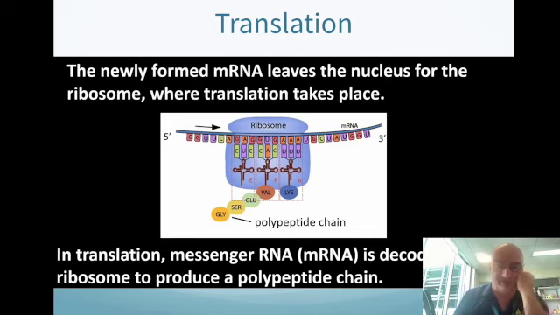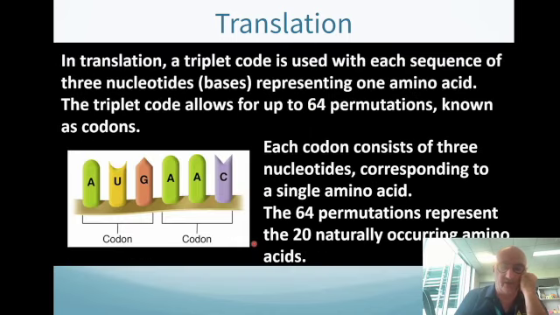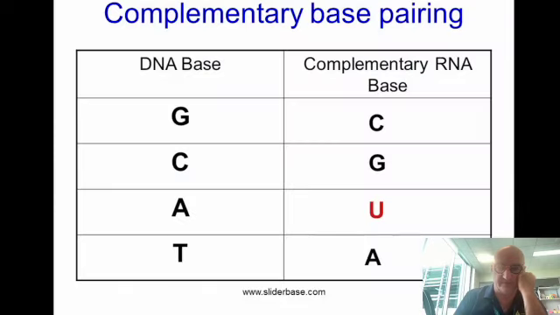The newly formed mRNA leaves the nucleus for the ribosome where translation takes place, decoded by a ribosome to produce a polypeptide chain. And here you can see the constituent amino acids going into the polypeptide chain being synthesized with mRNA. Translation of the triplet code, there are 64 permutations. You need to know that. Yes, you do. And the 64 permutations come from the 20 naturally occurring amino acids. Those numbers need to be known.